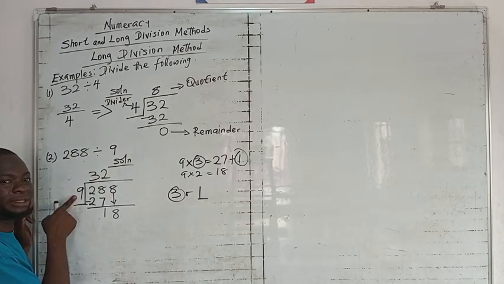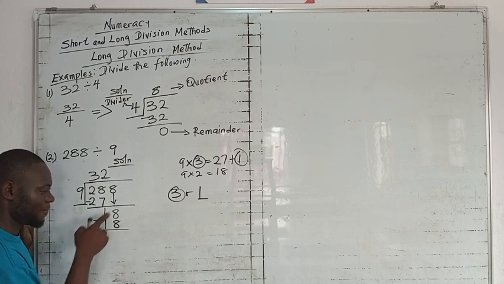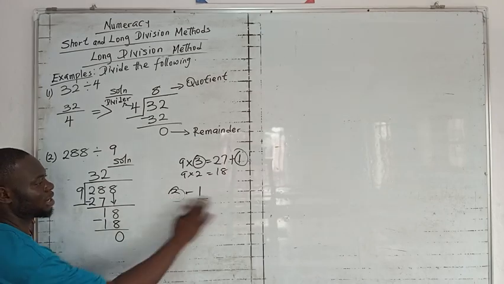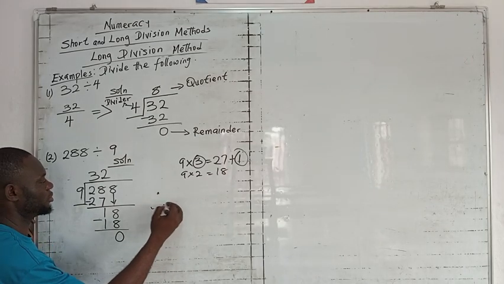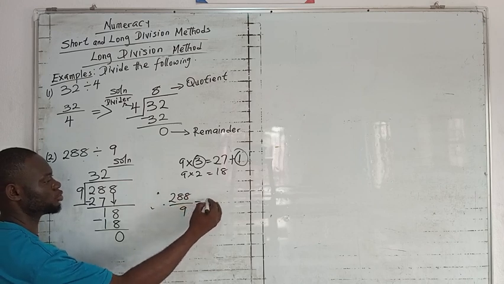2 times 9, 18. We write it under what we divided and minus. 18 minus 18, 0. So we can now tell ourselves that therefore 288 divided by 9 is equal to what? 32.